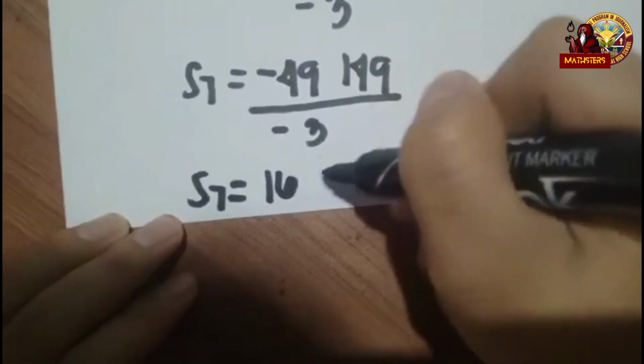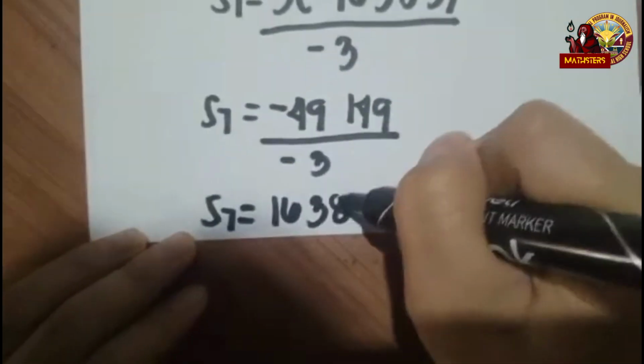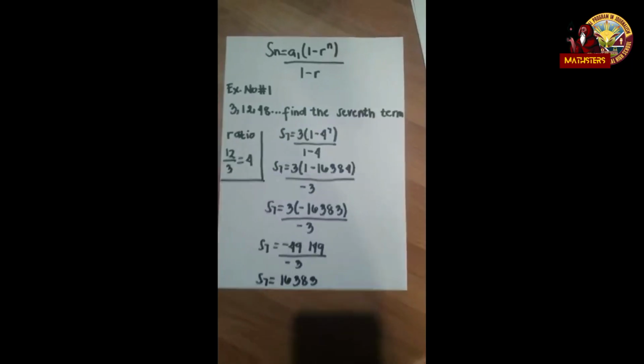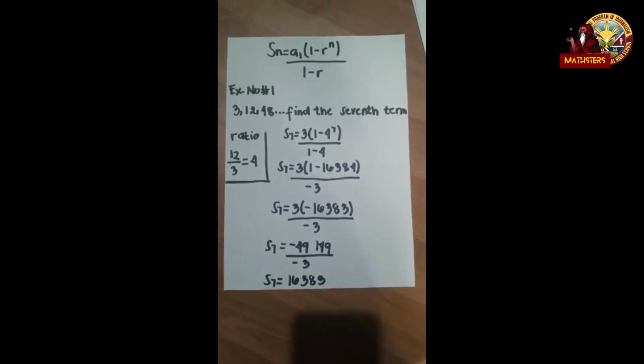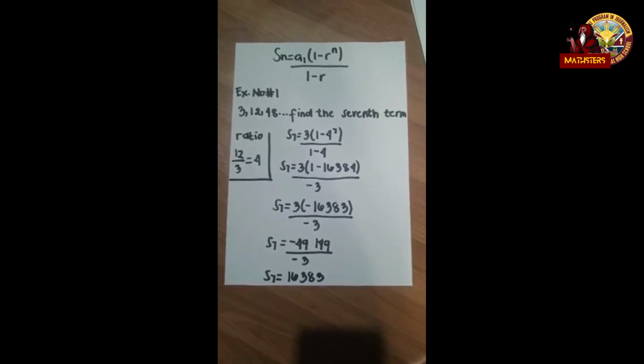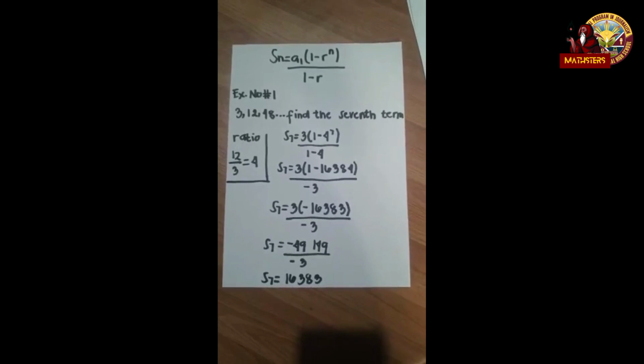Mga multiply 16,383 at 3. I-divide na naman natin siya sa negative 3. Kaya natin nakuha ang 16,383. Nabitin ba kayo sa unang example? Bibigyan ko kayo ulit ng panibagong example nang mas maintindihan niyo pa ang finite series in geometric sequence.